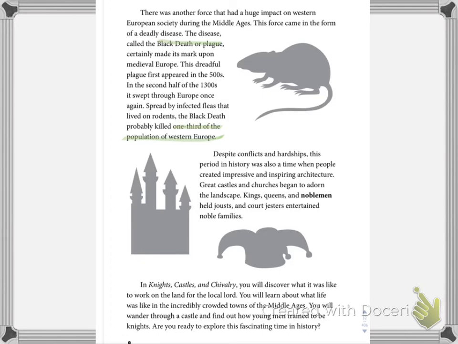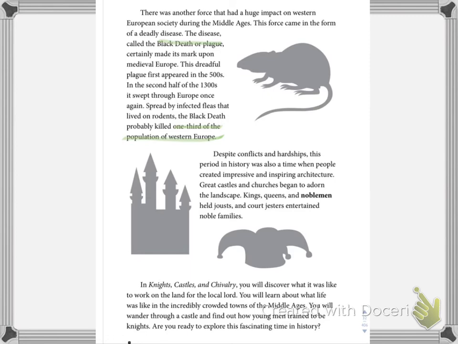Next paragraph. Despite conflicts and hardships, this period in history was also a time when people created impressive and inspiring architecture. Great castles and churches began to adorn the landscape. Kings and queens and noblemen held jousts, and court jesters entertained noble families.